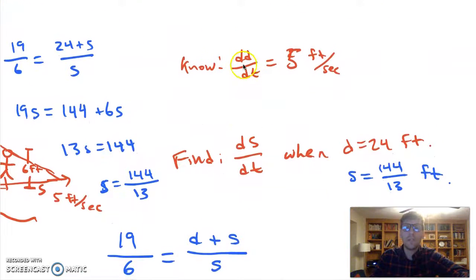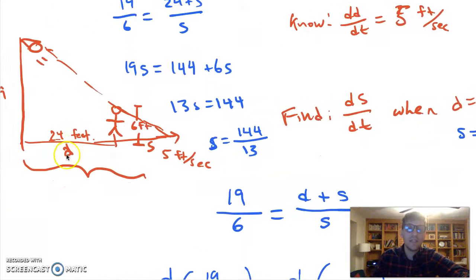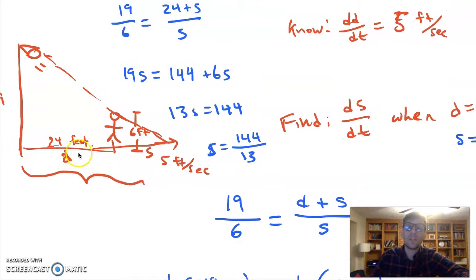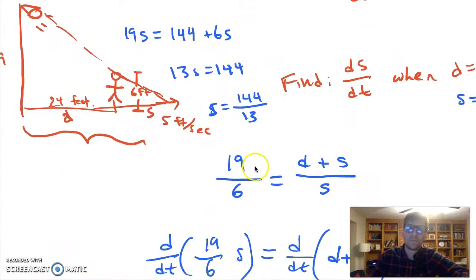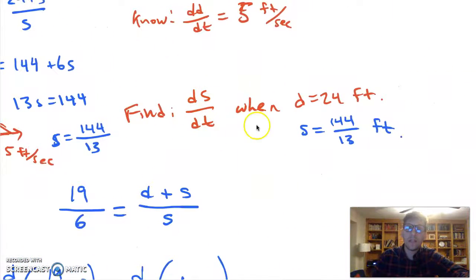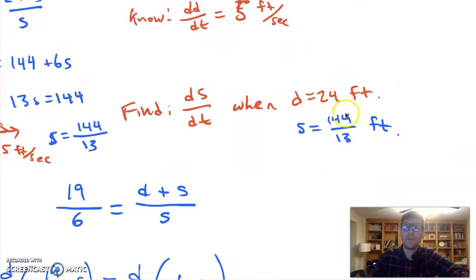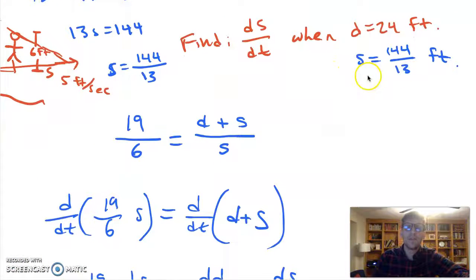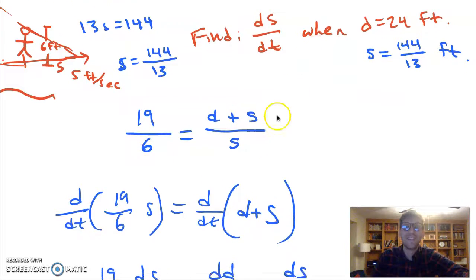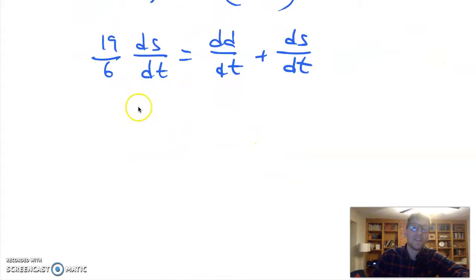Okay, we know the dd dt, or basically this distance, is changing at a rate of 5 feet per second, and we want to find ds dt when d is 24 feet. I guess we didn't really have to find this, it turns out. Right, we did all that work to find that. Alright, well, let's keep going.